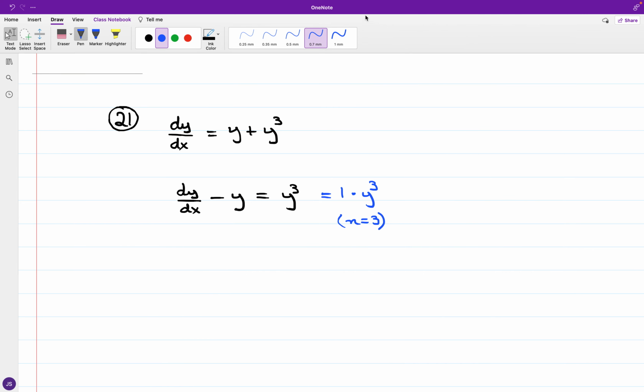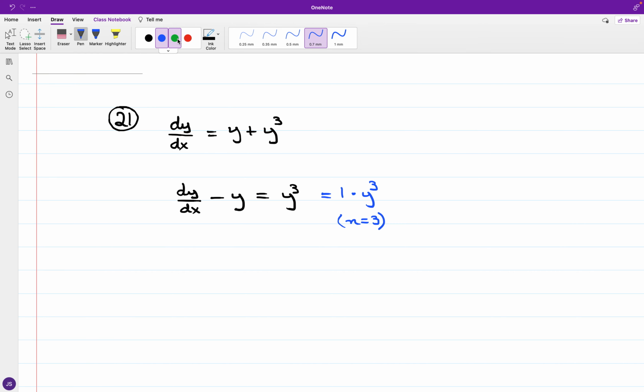Okay, for number 21, we have dy over dx is equal to the sum of y and y to the third. And here we're going to have a Bernoulli equation that is nonlinear. If I set things up, we have dy over dx minus y is equal to 1 times y to the third, where we have n is equal to 3.